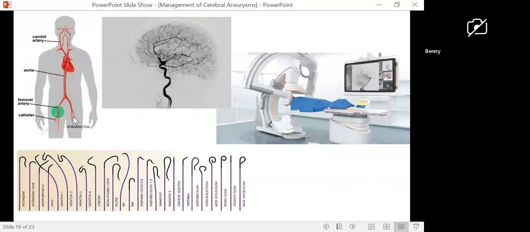So I do a tiny puncture here at the right femoral artery, and I go up the aorta, and I go into the carotid artery. We first inject dye to do an angiogram to get a good picture. The procedure is done with a biplane angiogram machine, so it's a machine that looks like this. And we use a variety of catheters to navigate into the blood vessels, as you can see down here.